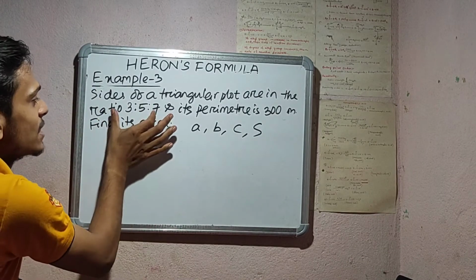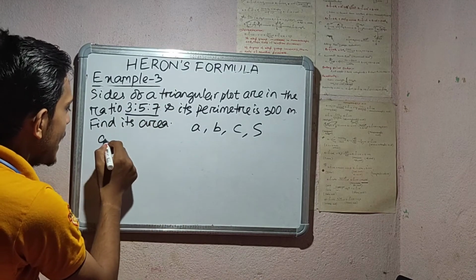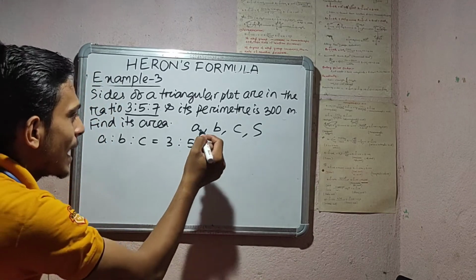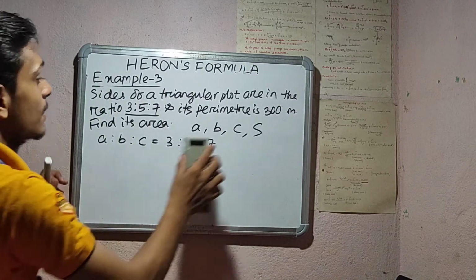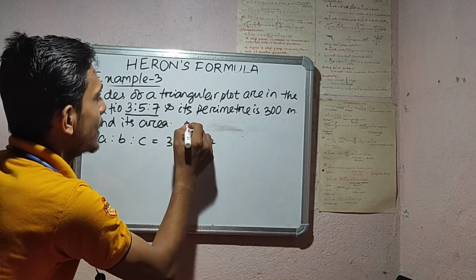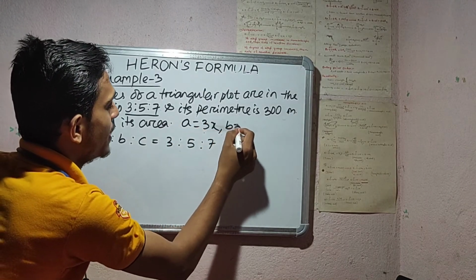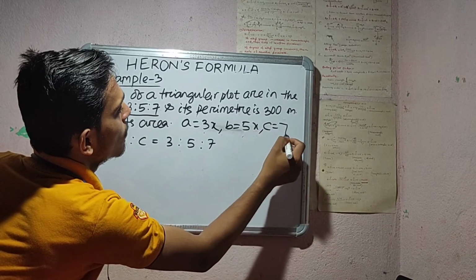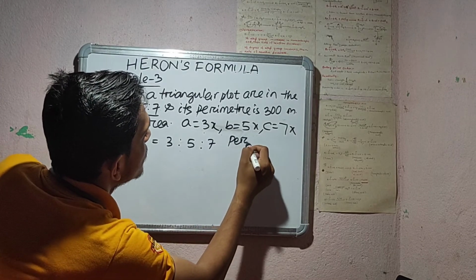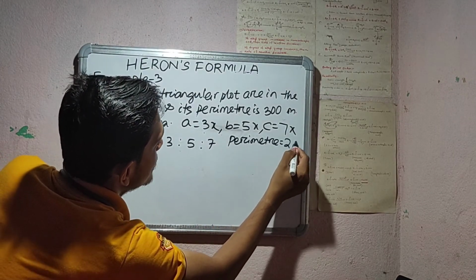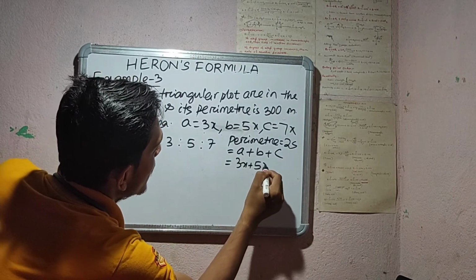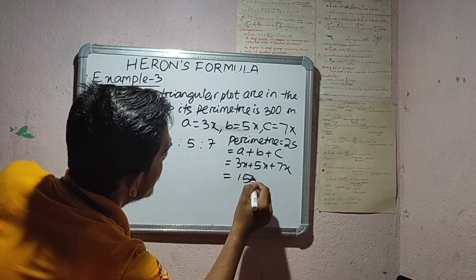See, the ratio of sides is given. That is a is to b is to c, given as 3:5:7. So from this ratio I have taken a equal to 3x, b equal to 5x, and c equal to 7x. Now the perimeter, that is 2s, is equal to a plus b plus c. That is 3x plus 5x plus 7x, that is 15x. Yes or no?